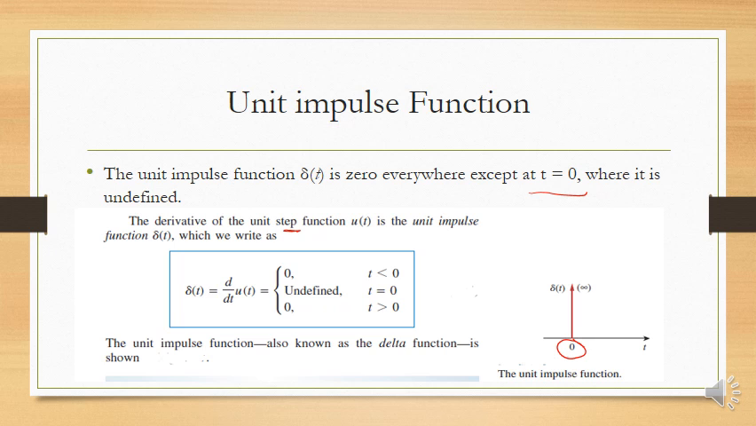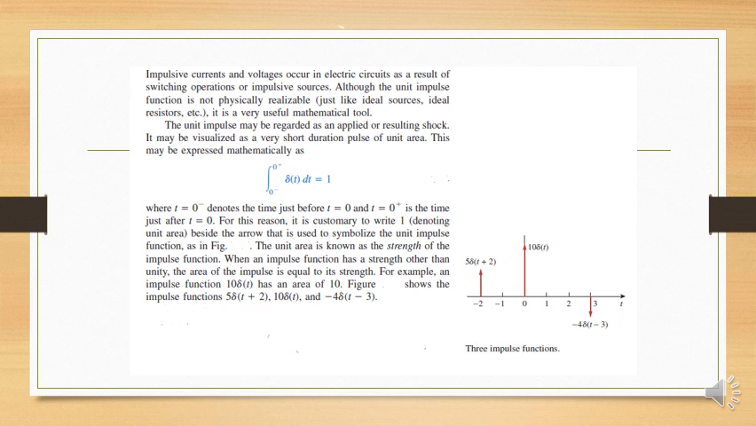It is 0 for t less than 0. It is undefined at t equal to 0, and it is 0 for t greater than 0, right? We may say that it is the derivative of u of t, and it is called the delta function or unit impulse function.